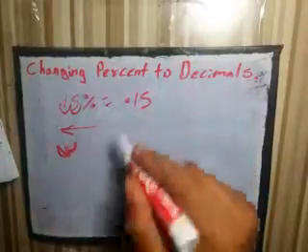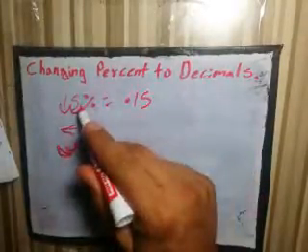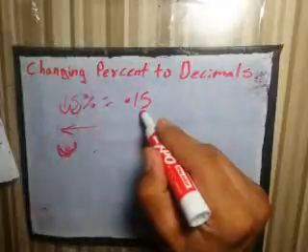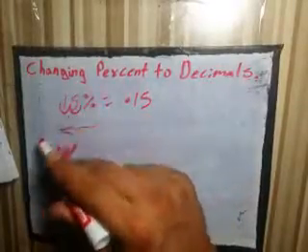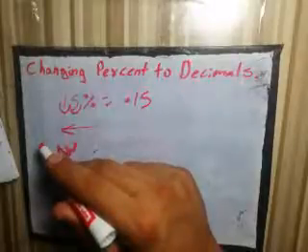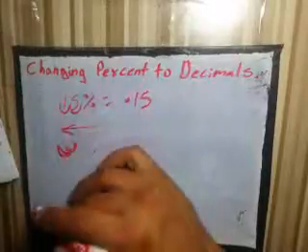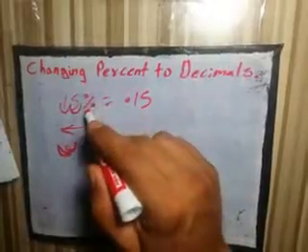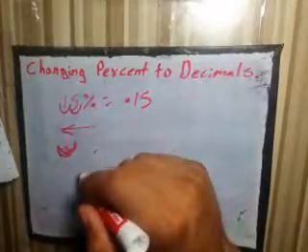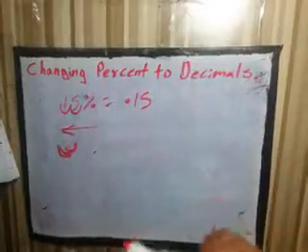That's 0.15. That's percent to decimals. Why 0.15? Because we move two places to the left. That's so simple. Always. Percent to decimals, two places to the left. Let's do a couple more examples.